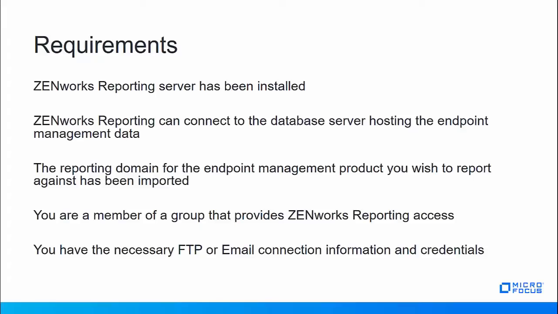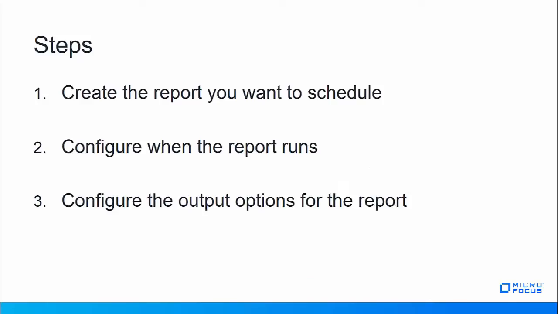The requirements here: the ZENworks reporting server has been installed. You can connect to the database server hosting the endpoint management data. The reporting domain for the endpoint management product you wish to report against has been imported. You're a member of a group that provides ZENworks reporting access, and you've configured the necessary FTP or email connection information and credentials, or you at least have them depending on which one of those you're using. The steps: you create the report you want to schedule, then you schedule it, configure when it runs, configure the output options of the report, and then let it go.